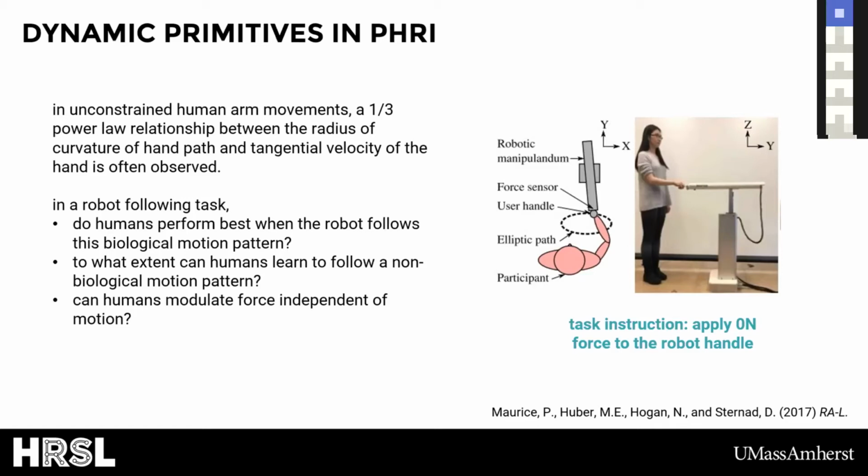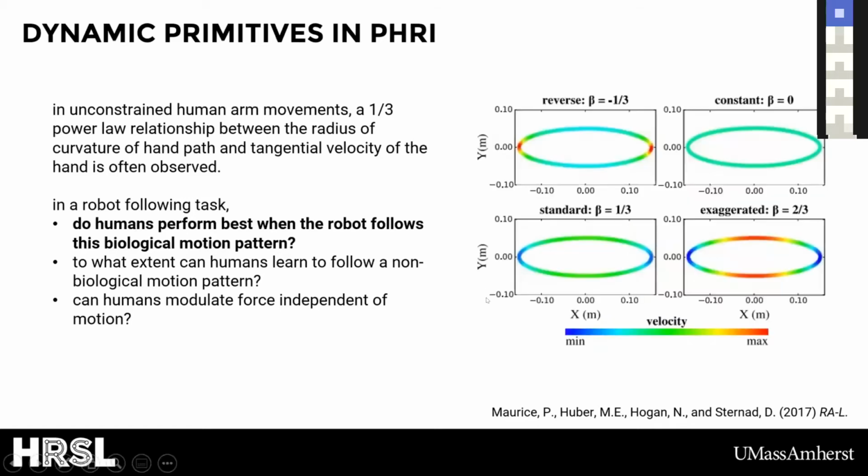In a first set of experiments led by my colleague Pauline Maurice, who is a researcher at CNRS in France, we asked whether humans could adapt to following non-biological patterns in robot movements. In these experiments, our subjects were asked to follow a robot as it moved along an elliptical path. The robot here is a haptic master, and the elliptical path is shown here. The robot would follow the same elliptical path, but with different velocity patterns. Our standard velocity pattern is when the power law relationship is 1/3, the equivalent of the biological motion pattern.